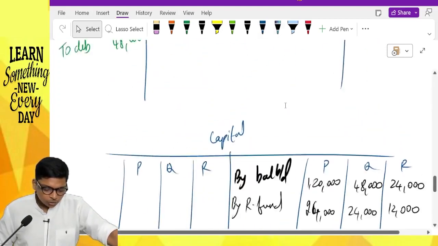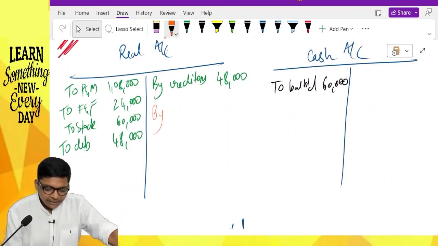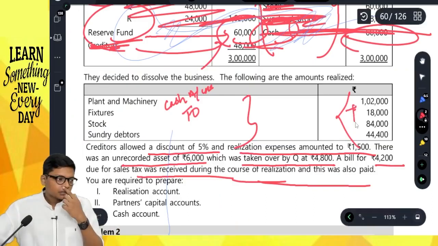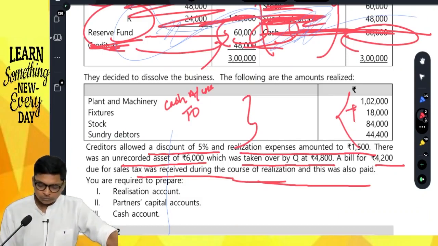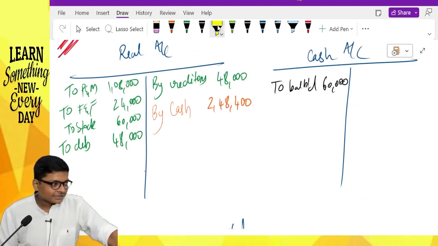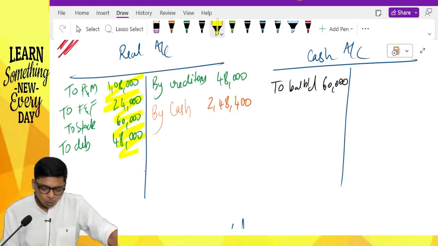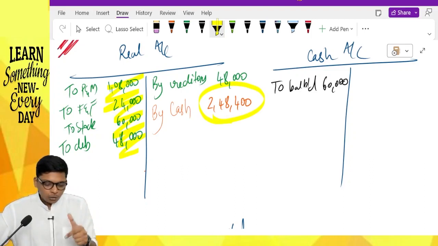Look at your realization account. All the assets are on the debit side. Now if I write by cash here, what is the total amount? 1 lakh 2 plus 18,000 plus 84 plus 44,400. What's the total, guys? 2 lakh 48. Now focus just on this. Whatever I'm highlighting in yellow is the book value. Whatever I'm circling in yellow is the sale of these assets. Correct? Now look at the difference of this yellow alone, profit or loss.